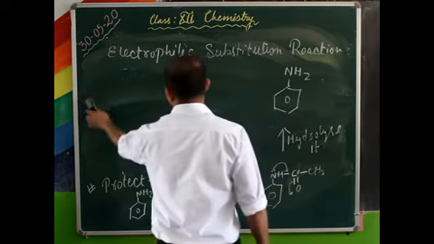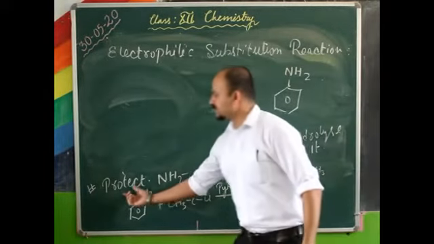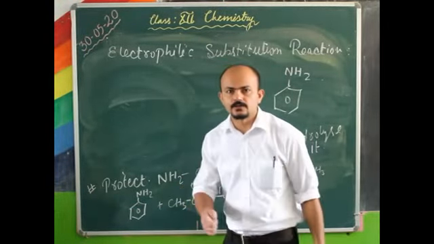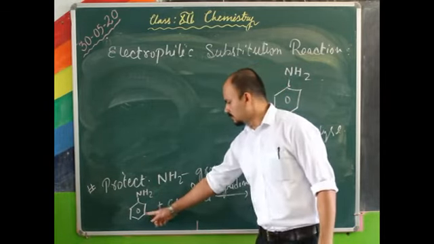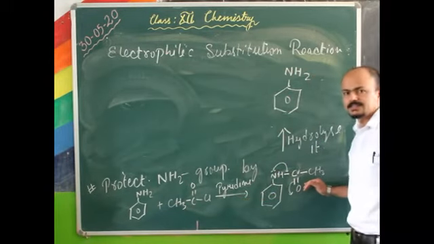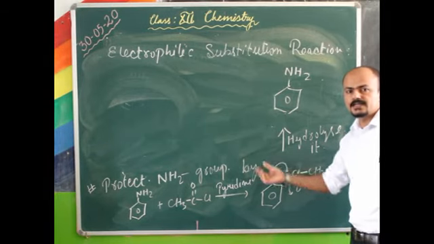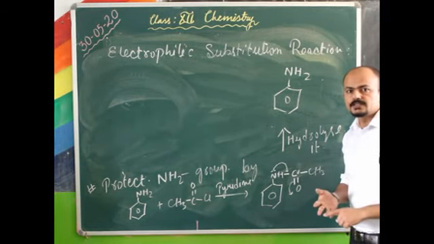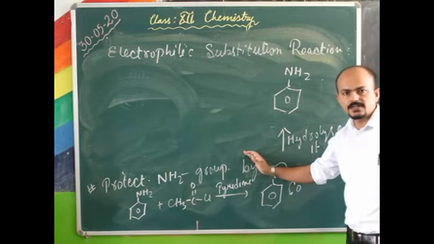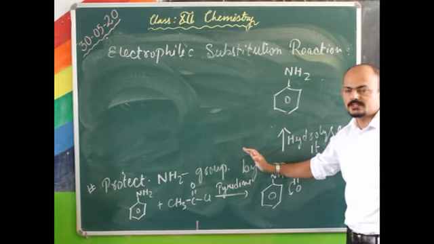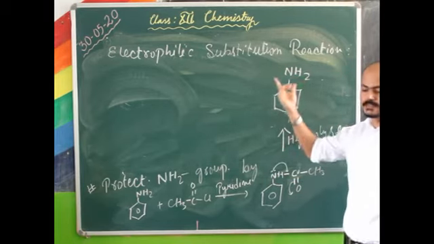So this protection is very important if you want to carry out mono substitution, electrophilic substitution reaction. First you protected it. Now you treat with some electrophile, like we have done nitration, sulfonation, halogenation. You carry that out, you get the mono substituted product. Once you get your mono substituted product, you hydrolyze it to get back NH2. Hope this is clear.